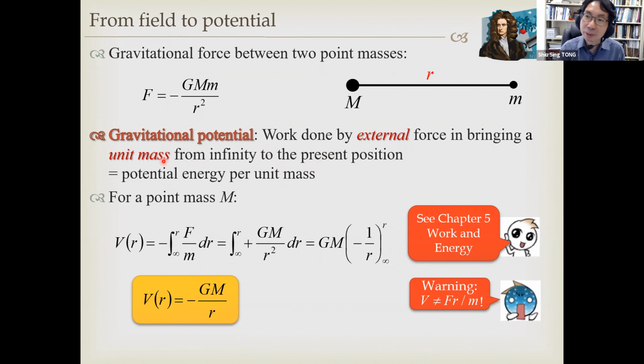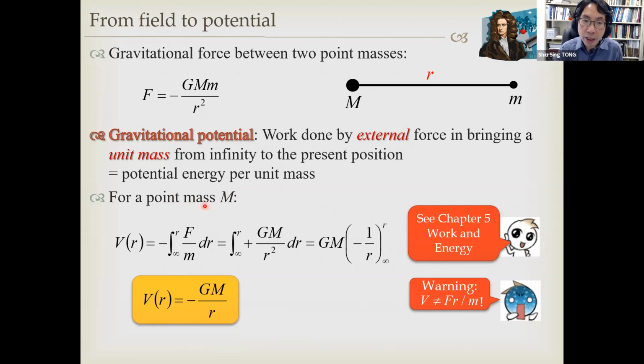So what is meant by gravitational potential is a kind of potential energy for a unit mass. The potential energy per unit mass is the gravitational potential. So the gravitational potential energy and the gravitational potential just differ by the mass. If you divide that energy by the mass, you get the potential. So it is the potential energy per unit mass.